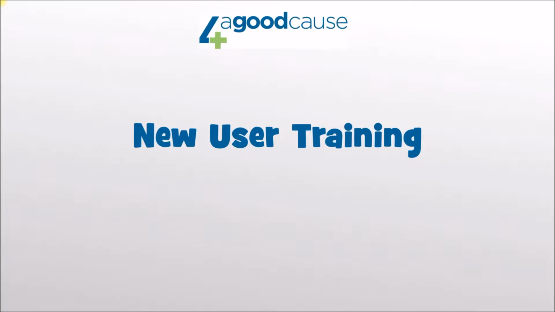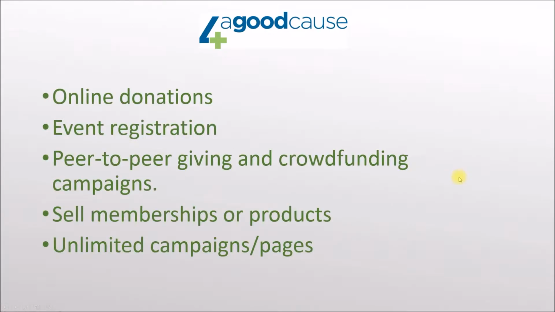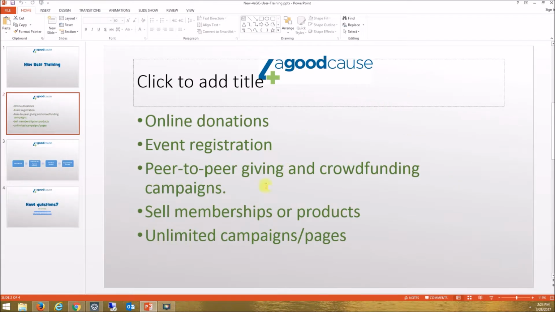First off, let's take a look and see what you can do with 4aGoodCause. 4aGoodCause is a simple, effective, and affordable online fundraising platform that allows your nonprofit to accept online donations, online event registration, and conduct crowdfunding or peer-to-peer campaigns. You can even sell membership or products if you like. Build as many pages and campaigns in our software as you need. It is completely unlimited. Let's jump into the software and show you around.